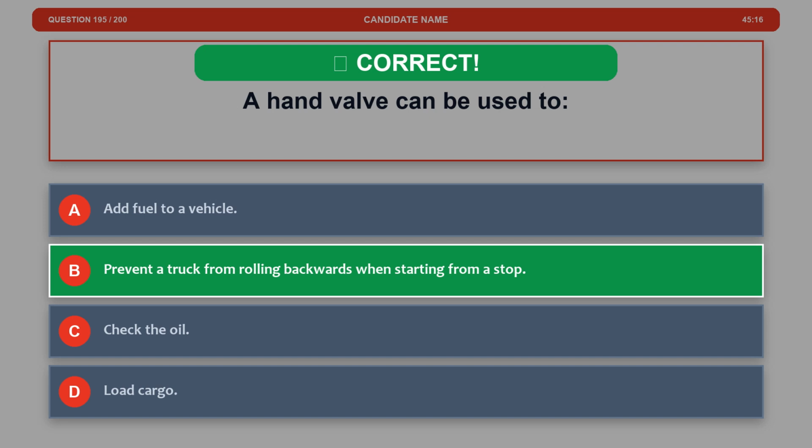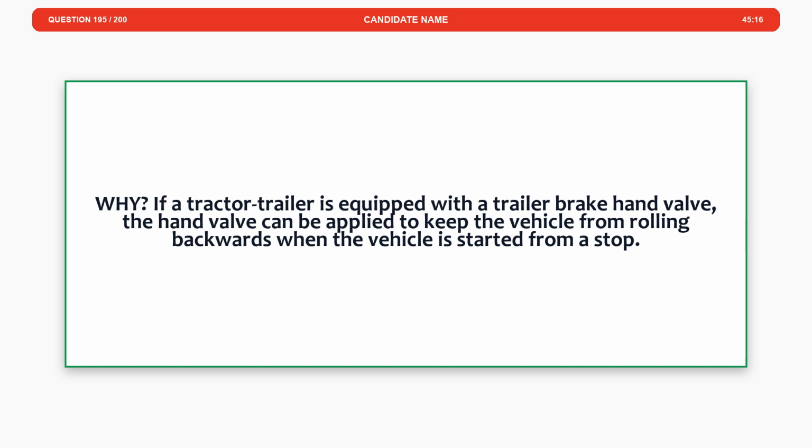The correct answer is option B, prevent a truck from rolling backwards when starting from a stop. Explanation: if a tractor-trailer is equipped with a trailer brake hand valve, the hand valve can be applied to keep the vehicle from rolling backwards when the vehicle is started from a stop.